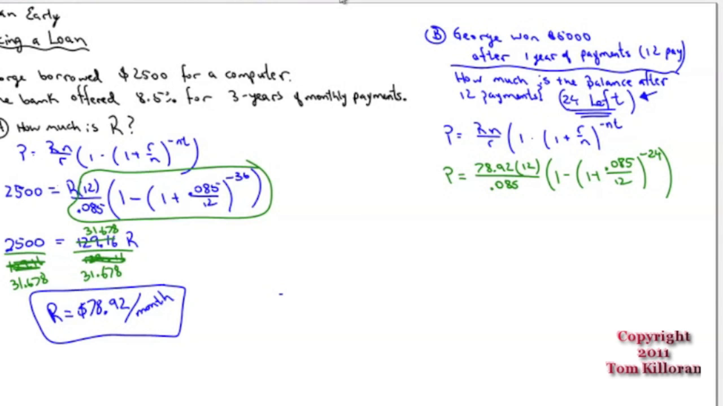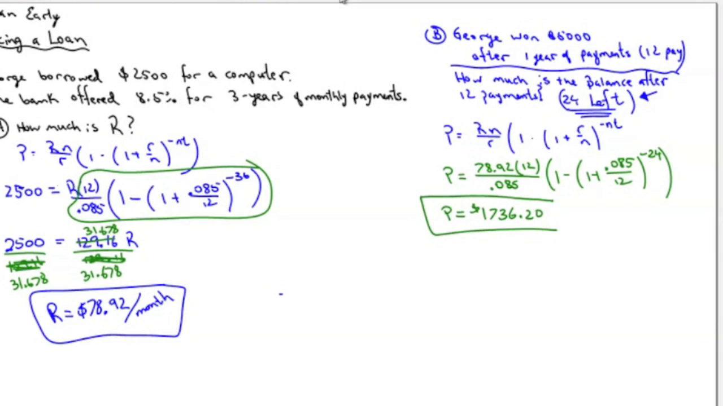So just type this in your calculator and you get your answer of how much is left on his loan. 1736.20. So if he does this precisely, and he wants to pay off his loan after the 12th payment, this is all he owes the bank.